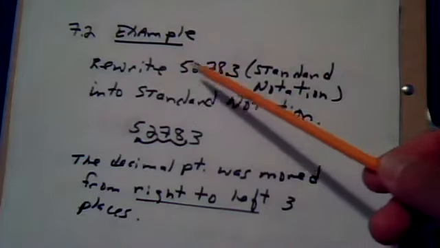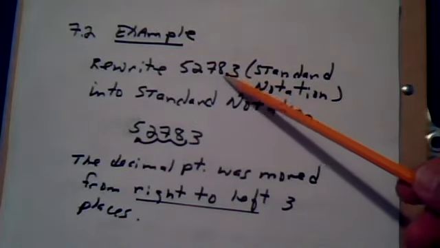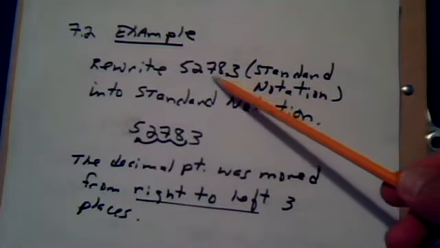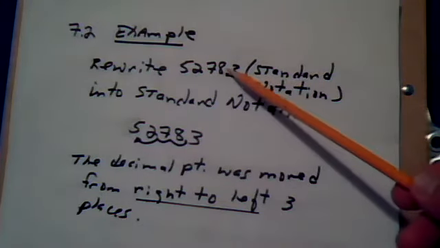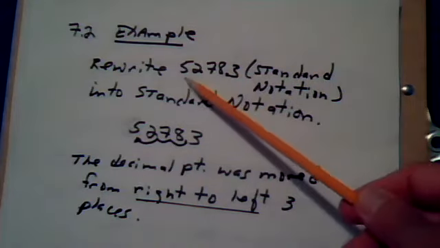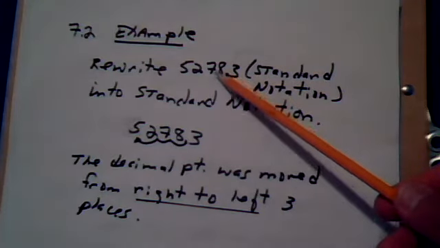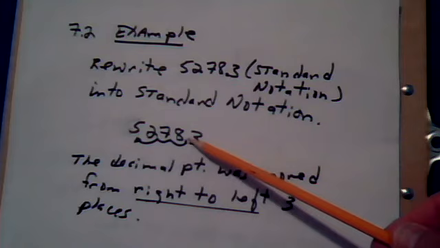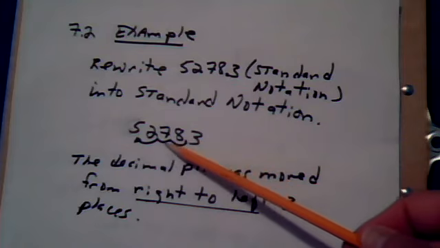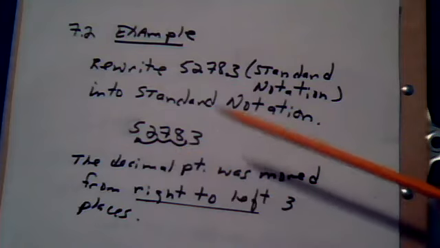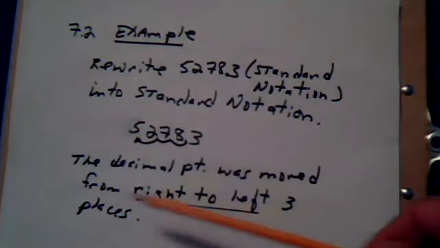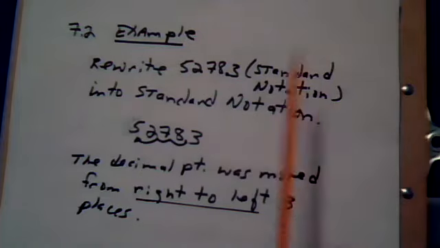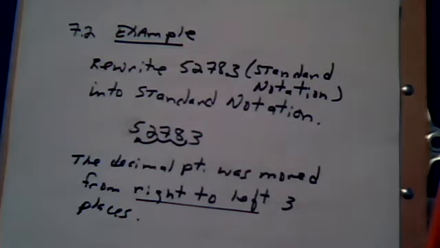So let's rewrite this number. Notice the decimal is right here. This is standard form, the way you usually write it. Here's a decimal. But this number is not a number between 1 and 10. So all you have to do is move the decimal. So you move the decimal 1, 2, 3 times. The decimal point was moved from right to left, 3 places. Remember that.